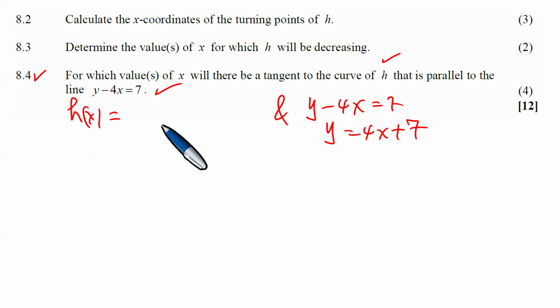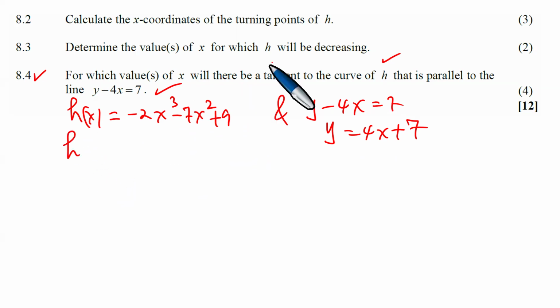What is h? It is actually minus 2x cubed minus 7x squared plus 9. And this gives us something very exciting. We need to find the gradient of a tangent. Because now we're saying, for which values of x will there be a tangent to the curve of h? Let's find a tangent to the curve of h.